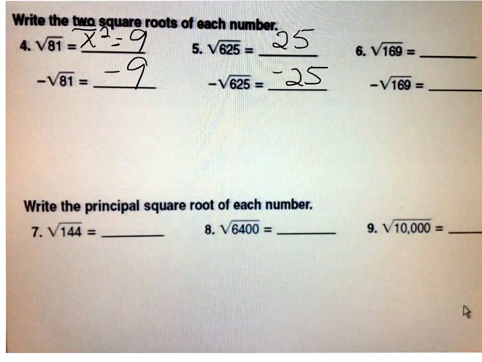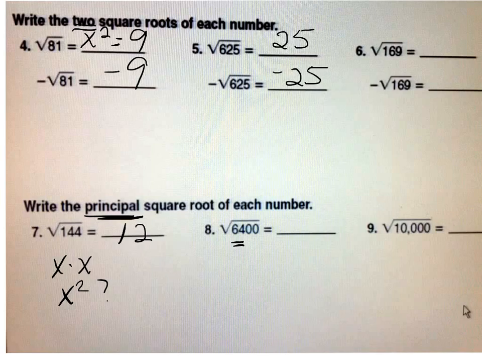Write the principal square root of each number. That means what's the positive square root? So the square root of 144. What number multiplied by itself, what number squared gives us 144? That's 12. What number squared will give us 6,400? Well, what number squared gives us 64? Okay, and then we've got some extra zeros. So 8 times 8 is 64.